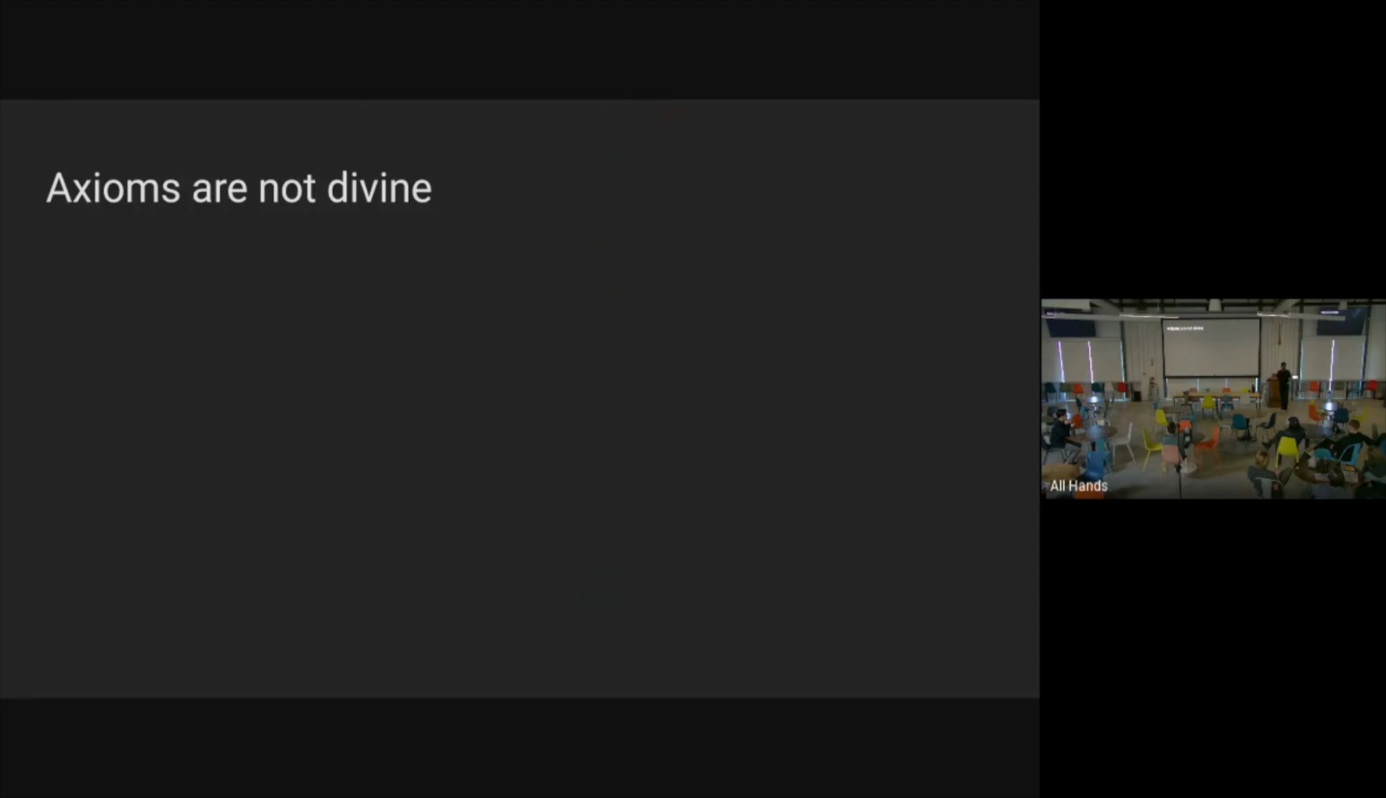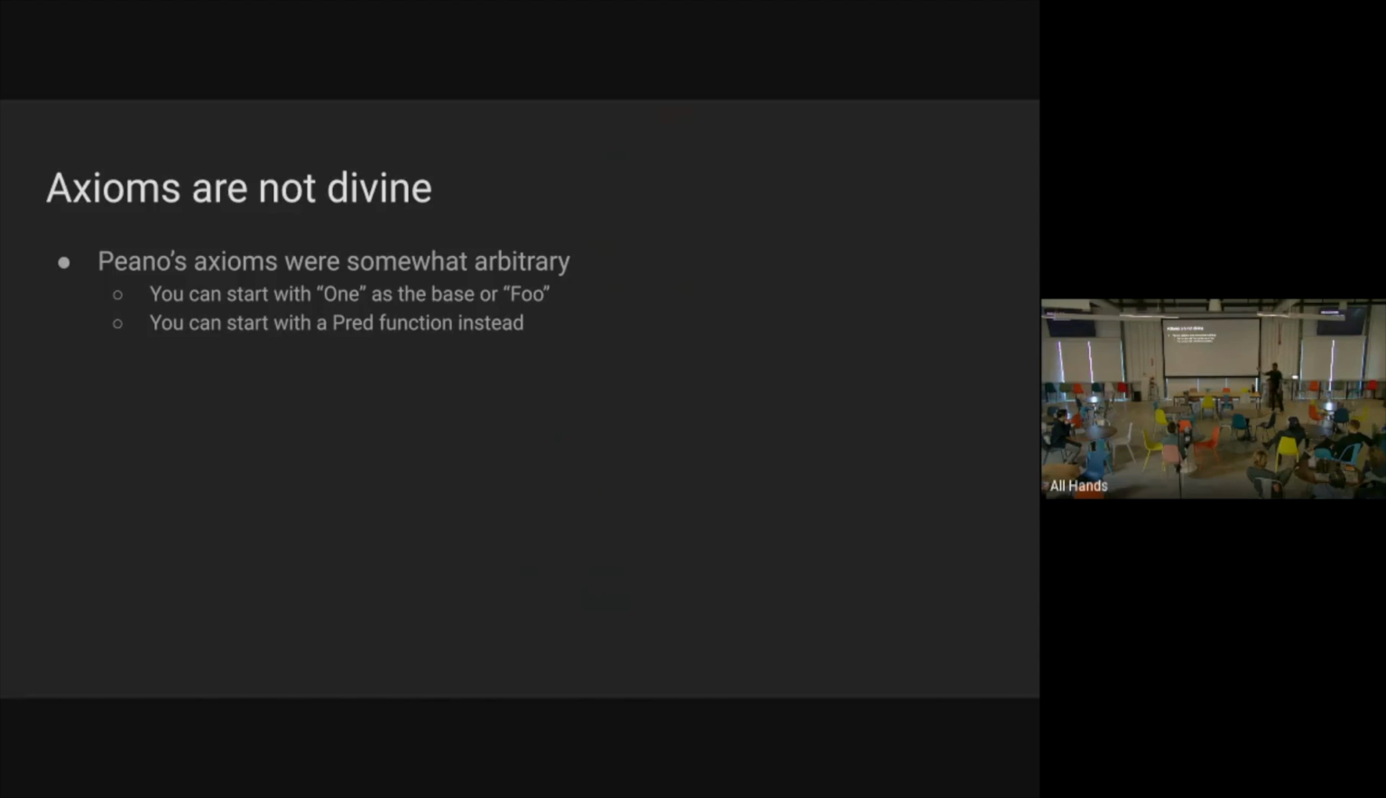This is going to get interesting, I promise. All right, so the first idea is that the axioms are not divine, right? There's nothing special about them. In fact, when Peano first wrote his papers, he started off with 1 as the root. He didn't start off with 0. But then mathematicians later said, no, let's start with 0, it's better. So you can imagine starting off with 1 instead. You can imagine using a predecessor function instead of a successor function.